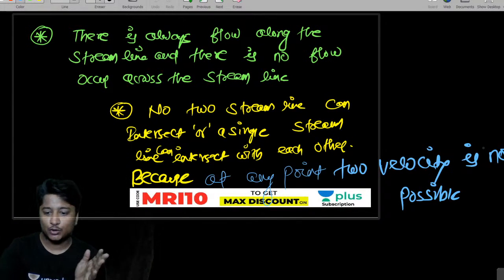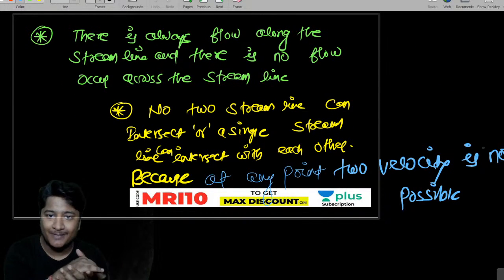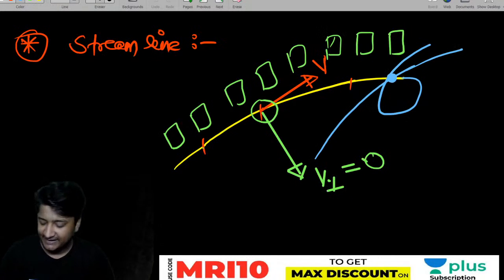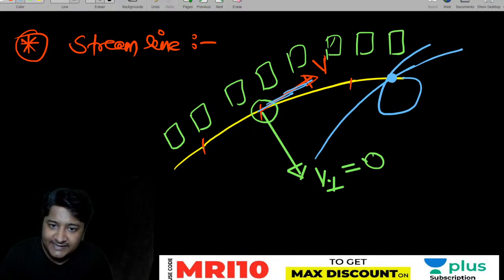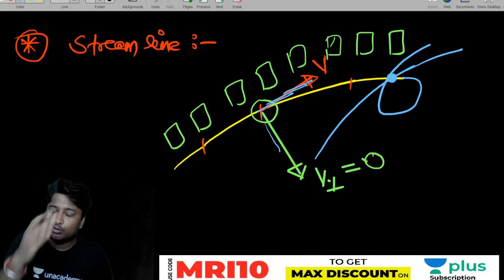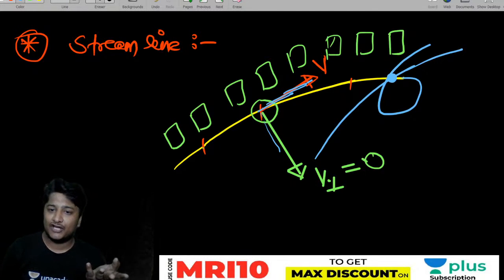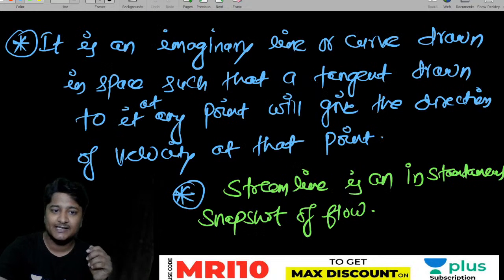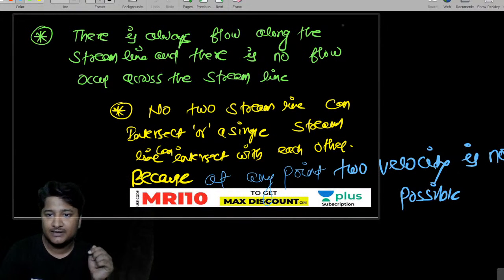Let's revise the third point. There is always flow along a streamline and there is no flow across a streamline. You can see here, this velocity is acting only along the streamline. Across it, perpendicular, there will be no velocity because the component of that velocity will be zero. The normal component will be zero. So in that case there is no flow occurring across the streamline. That is your third point.